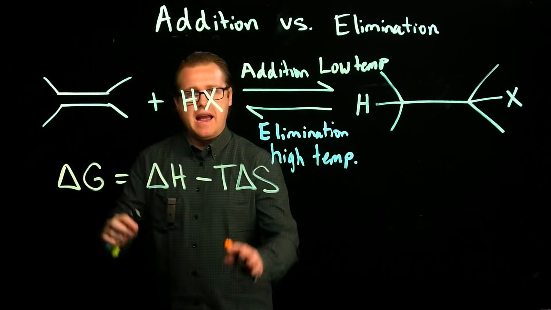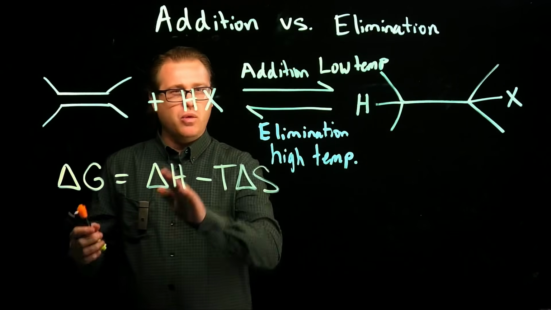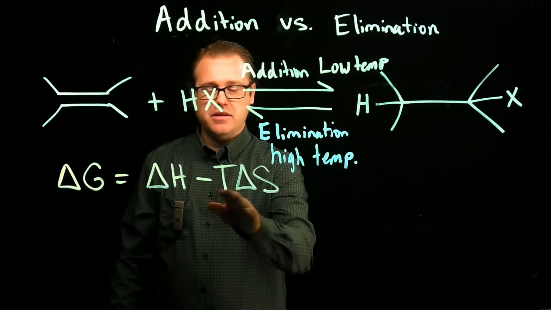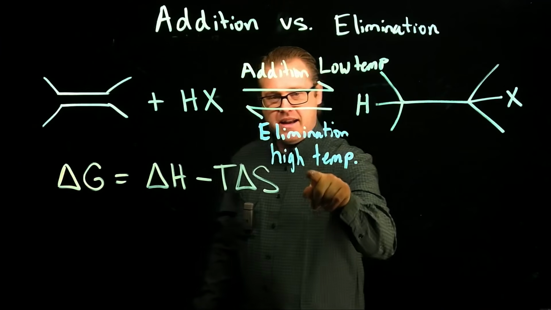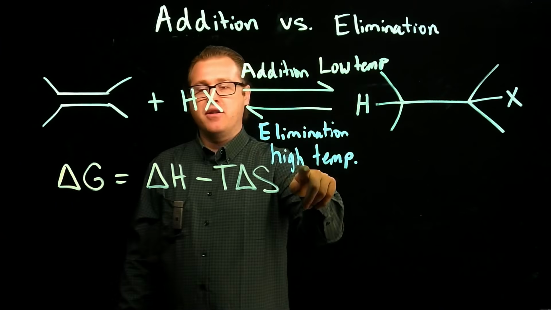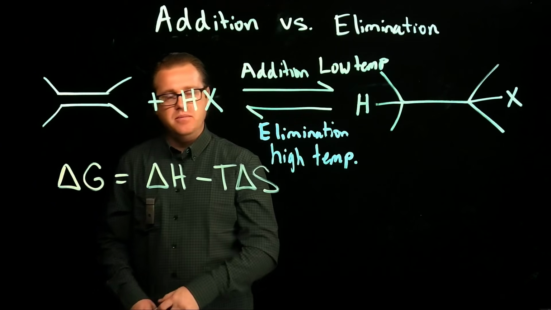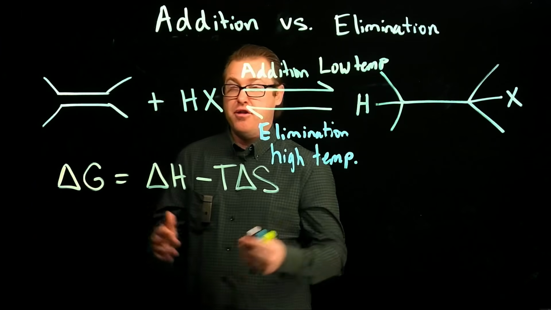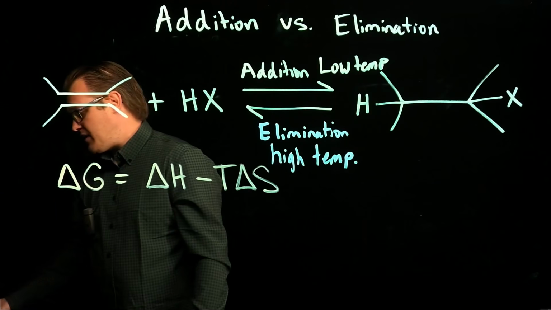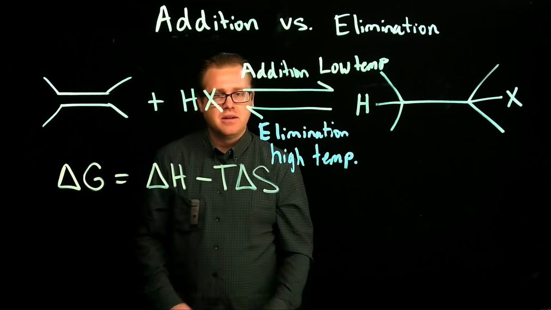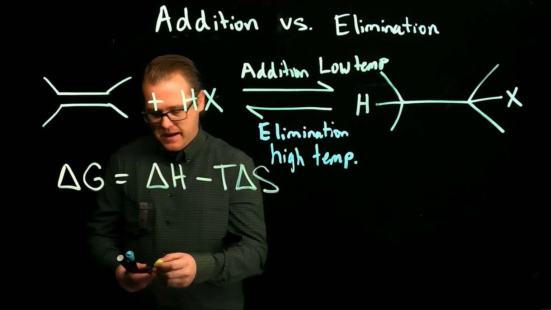So if we take a look at this reaction here, we're going to see which one is favored at a certain temperature. Now, I've already given you the answer, right? I said high temperature is going to favor elimination, and low temperature is going to favor addition. But why in a thermodynamic context? That's what we need to understand. So let's first take a look at the enthalpy term and what's happening there.